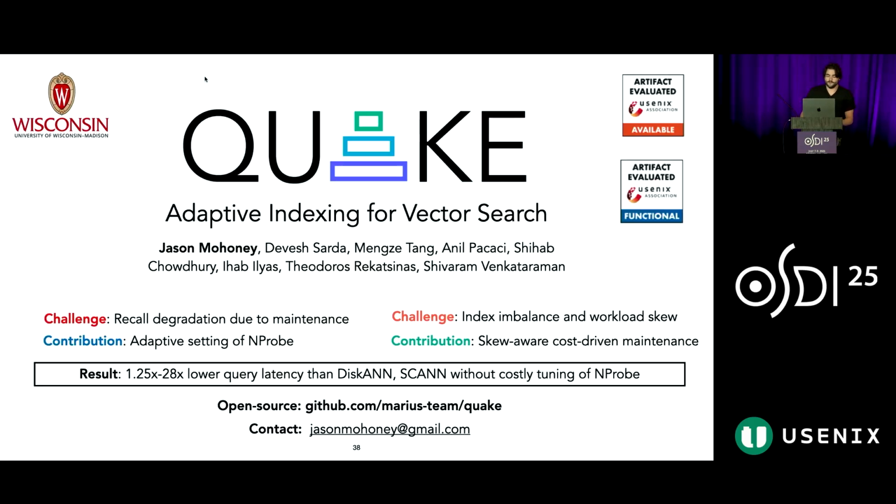So with that, that's been Quake, an adaptive indexing system for vector search. It has two main contributions: cost-driven maintenance, which allows us to address index imbalance and workload skew, and adaptive partition scanning, which allows us to address the recall degradation issue when you are conducting maintenance. And so we're able to get good performance, 1.25x to 28x lower query latency than state-of-the-art indexes, both graph and partitioned indexes, and we don't have to do any tuning for nprobe.